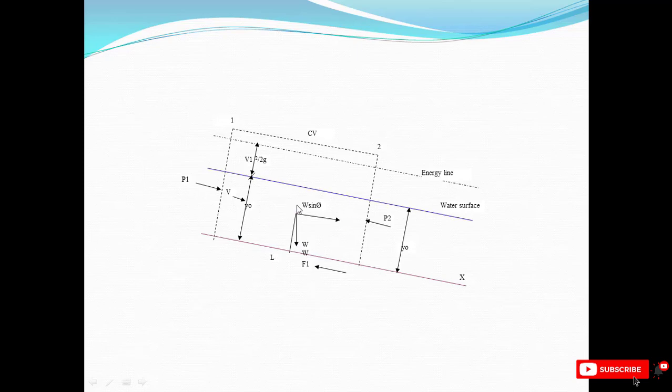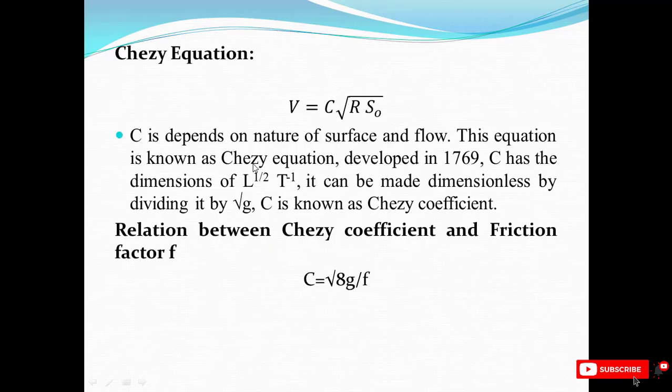It has a weight downward, W, the weight of water. It divides into two components: W sine theta in the direction of flow and W cosine theta downward. And so we have force 1 and force 2. This is the analysis for the flow, and the dotted line is the energy line, V square over 2g.